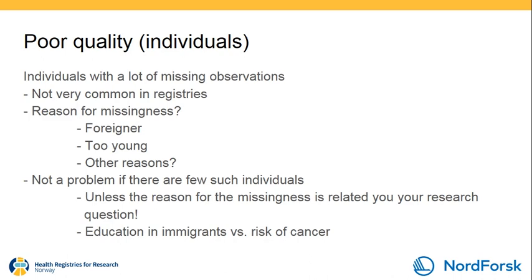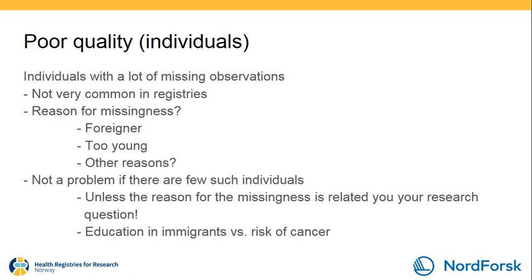In registry research, it's normally not a problem to have individuals with lots of missing observations. If we do, there may be a reason. For example, if they're a foreigner, if somebody died rock climbing or something on a vacation, then maybe we don't know the education level, and we don't know if they had diabetes and stuff like that.